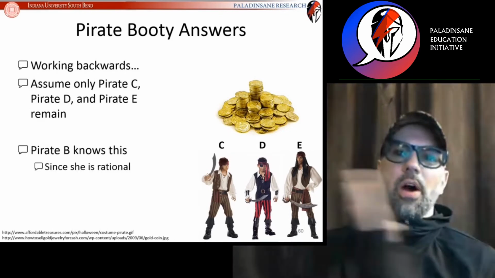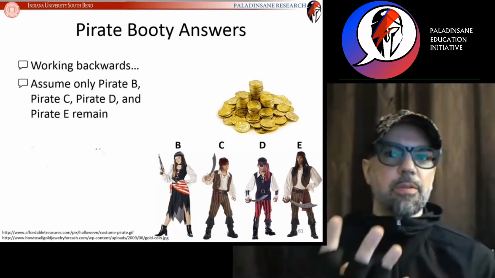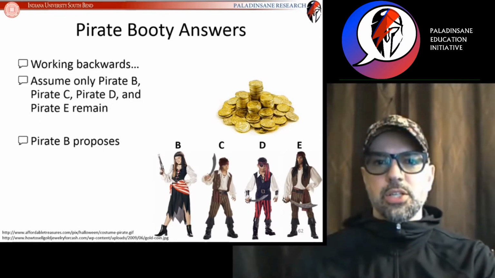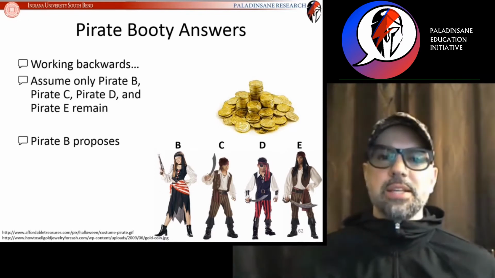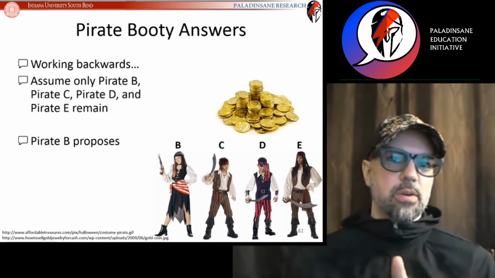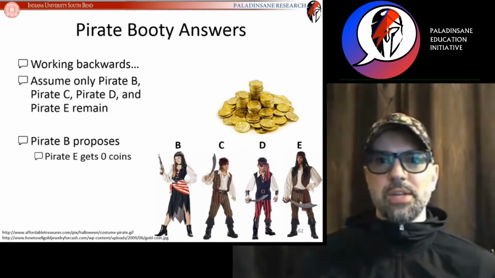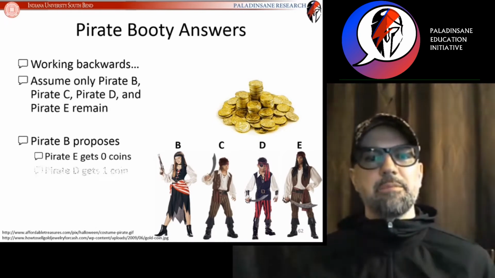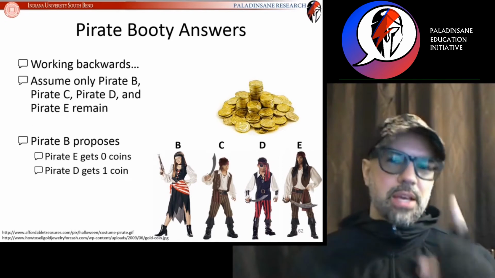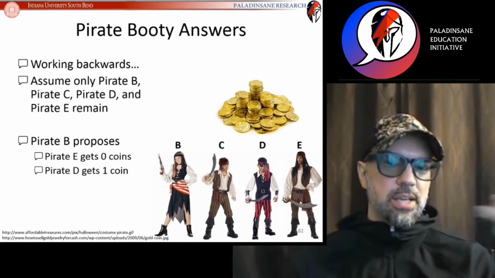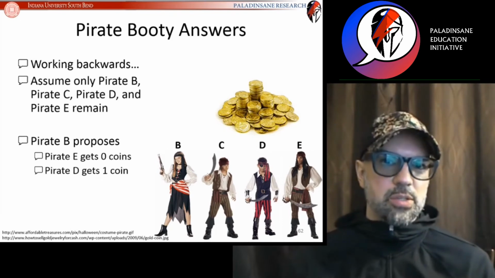So we go 1 step back now to when there were 4 pirates remaining. And in this case, B is the one doing the proposing. So B decides, you know what, I only need 2 votes. So what I'm going to do is I'm going to give Pirate E 0 coins because I don't need his vote. I'm going to give Pirate D 1 coin because if I get thrown over, Pirate D knows that he's going to get 0 coins on the next round.